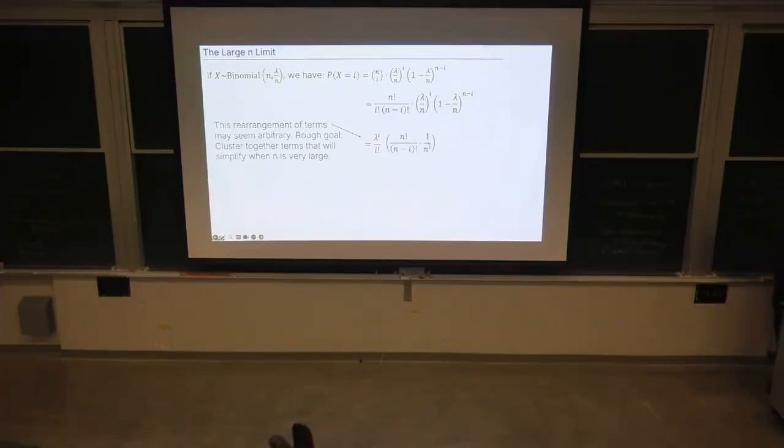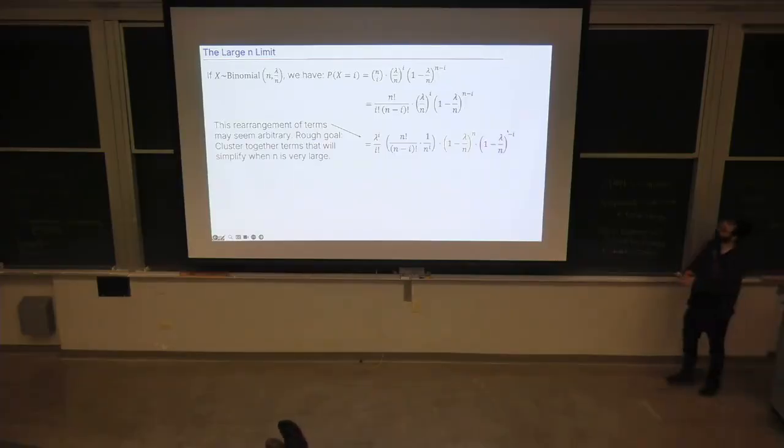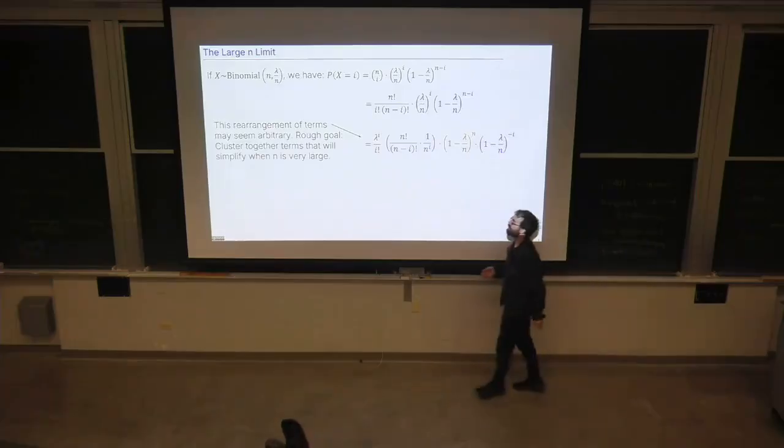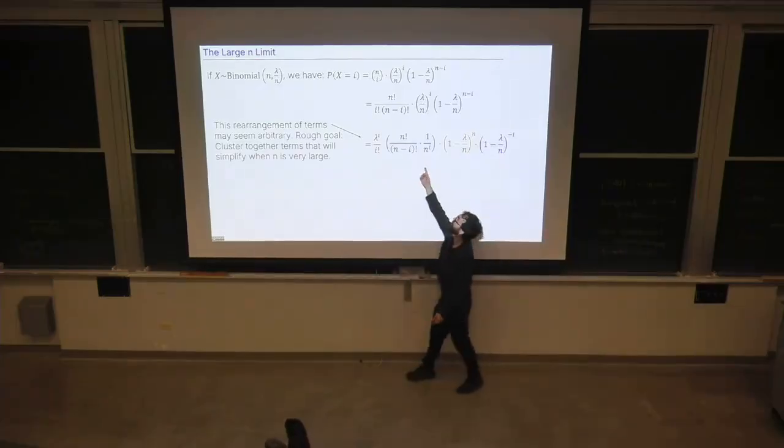That's the blue terms. Next, I have the gold terms, which is most of this expression. That's 1 minus lambda over n to the n. I'm not doing that part. That's the gold part. And then lastly, I have the purple part. I just basically broke this into 2 copies, one that's to the n and one that's to the minus i.